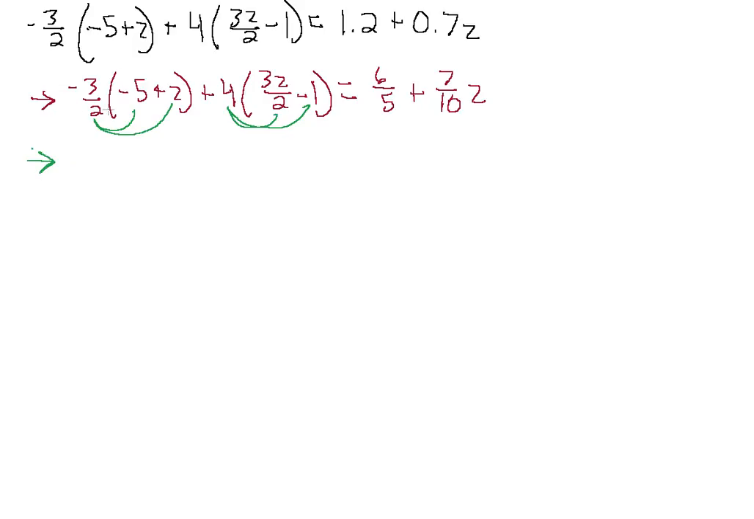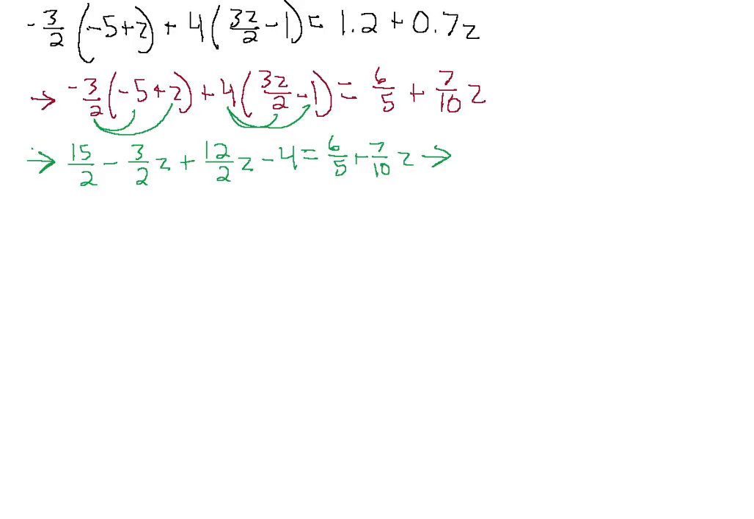Minus 3/2 times a minus 5: two negatives give us a positive, 15 over 2. Multiplying minus 3/2 and a positive z gives us minus 3 over 2z. Plus 4 times 3z over 2 is a positive 12 over 2z. 4 times a minus 1 is a minus 4. And we still have our 6 over 5 plus 7 over 10z.